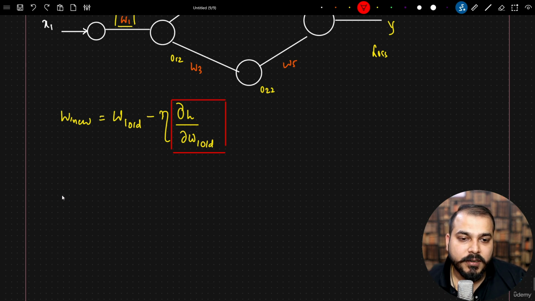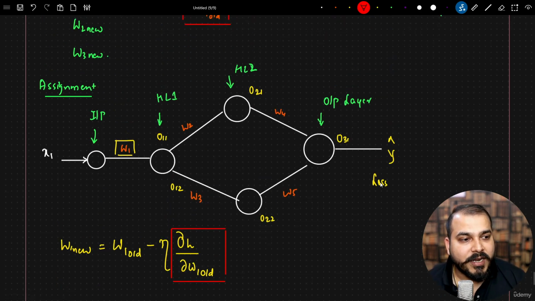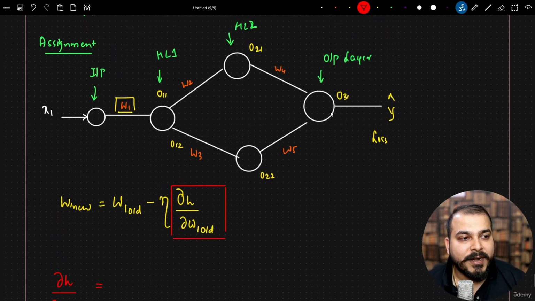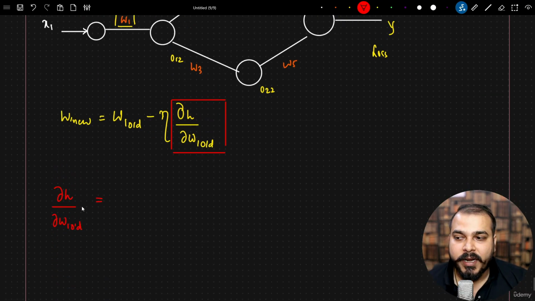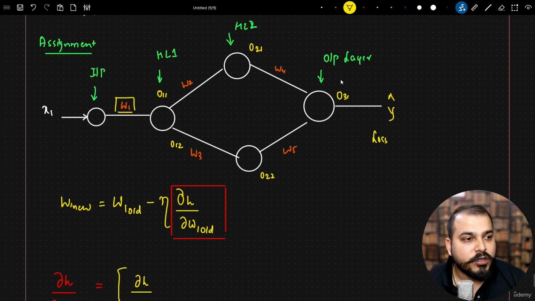So this is nothing but derivative of loss with respect to derivative of W1 old. First of all, I want to find out derivative of loss with respect to W1, right? So first, loss is dependent on O31. So I will go ahead and write derivative of loss with respect to derivative of O31. Okay. I'm just going to make this bracket. Now O31 is dependent on O21 also, O22 also. First of all, let's go with this side.